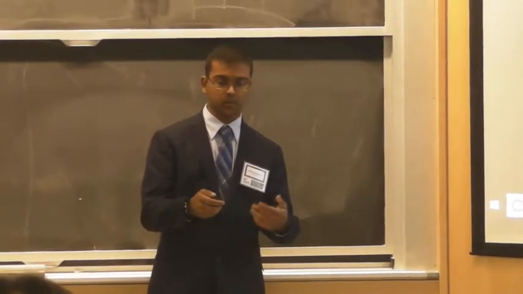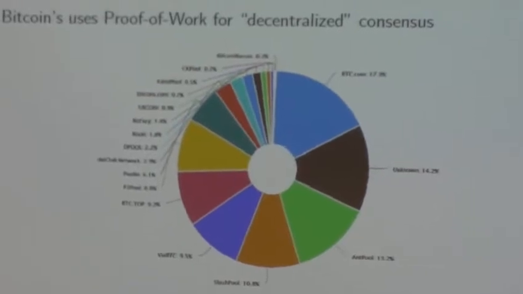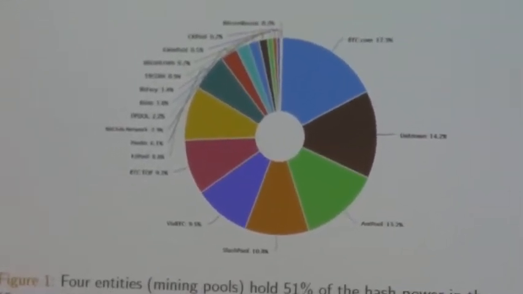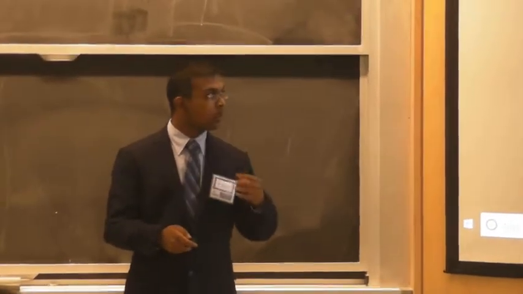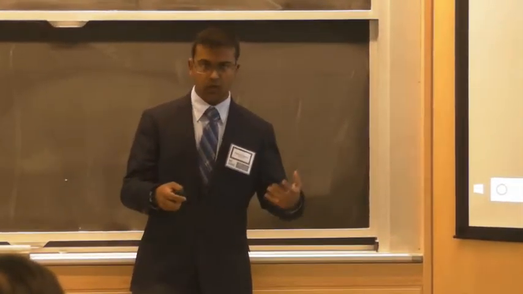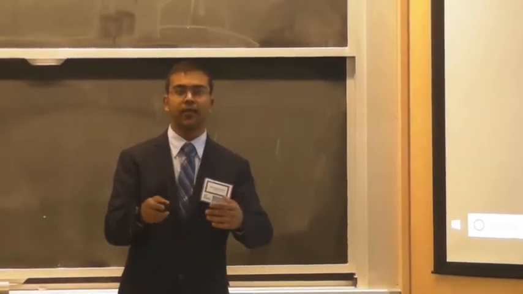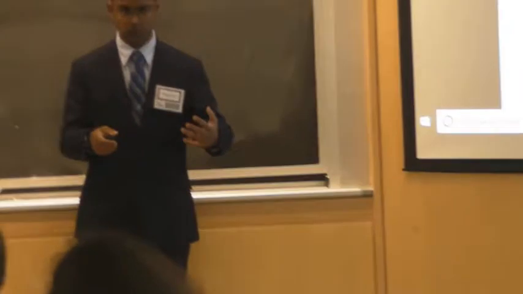However, Bitcoin has many problems. Bitcoin uses proof of work for decentralized consensus. However, as you can see in the diagram, just 4 mining pools, or 4 entities in Bitcoin, hold 51% of the hash power. Essentially these 4 entities control the Bitcoin network, so Bitcoin is not decentralized. Also, it's estimated that it uses as much electricity as Switzerland. And with Bitcoin's proof of work, each block takes 10 minutes to generate, so it's very, very slow.